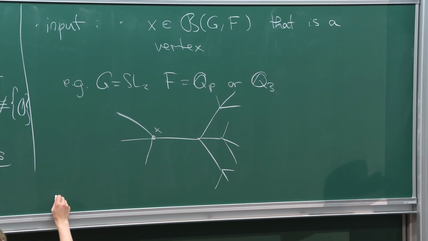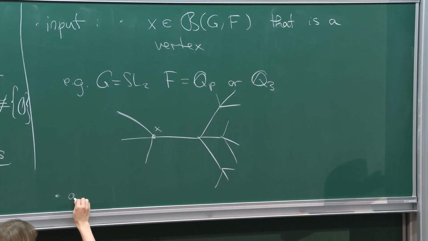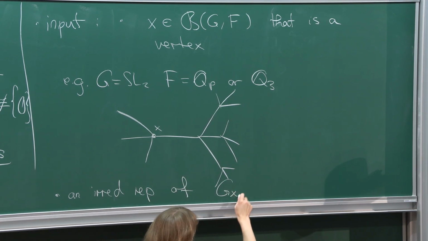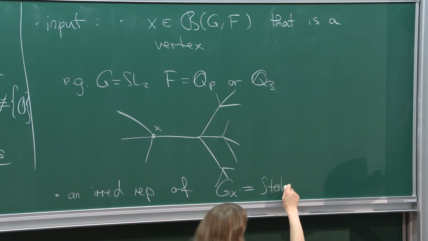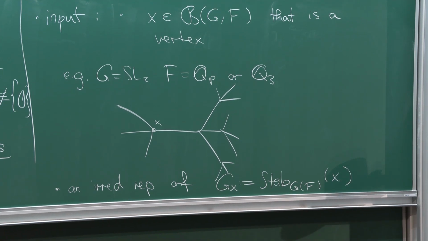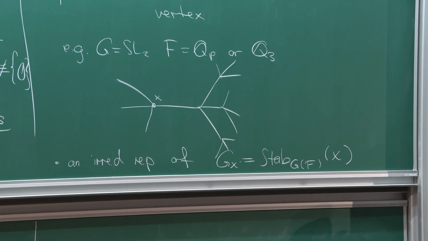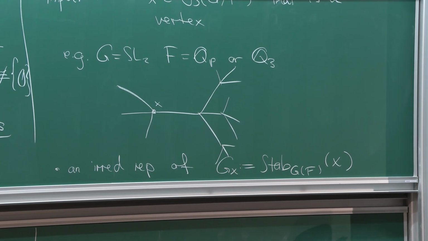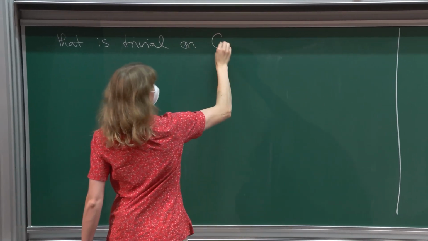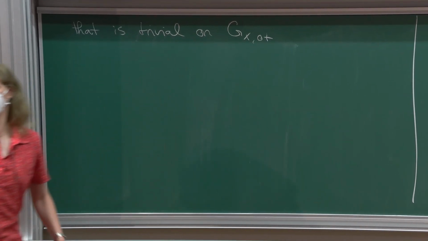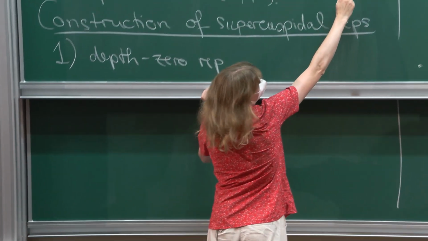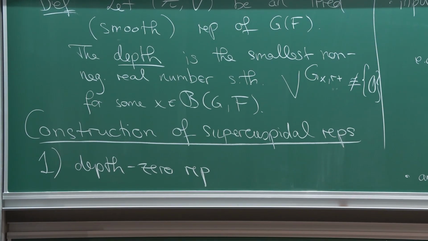And the second part of the input is that we take an irreducible representation of G_x, which is how I denote the stabilizer inside the whole group of the point x, with the following properties. An irreducible representation that is trivial on G_{x,0+}. So that is what turns it into a depth zero representation, because it's trivial and it has fixed vectors under G_{x,0+}.